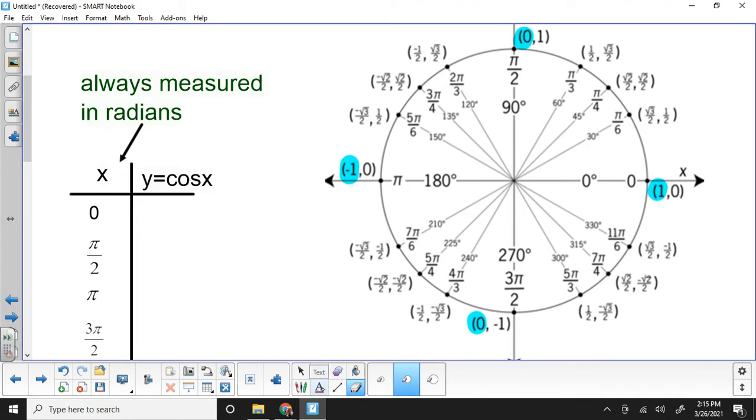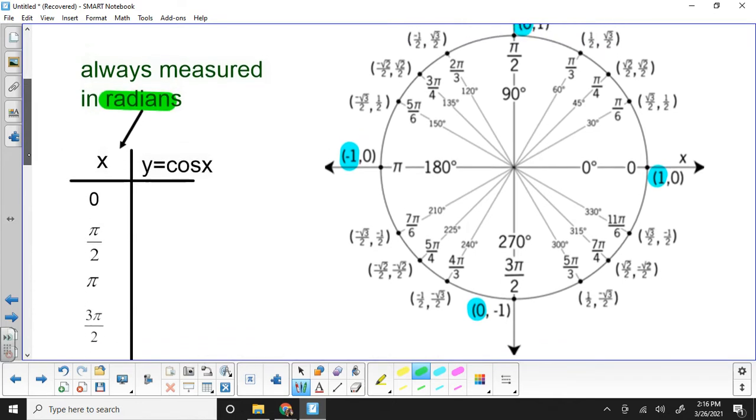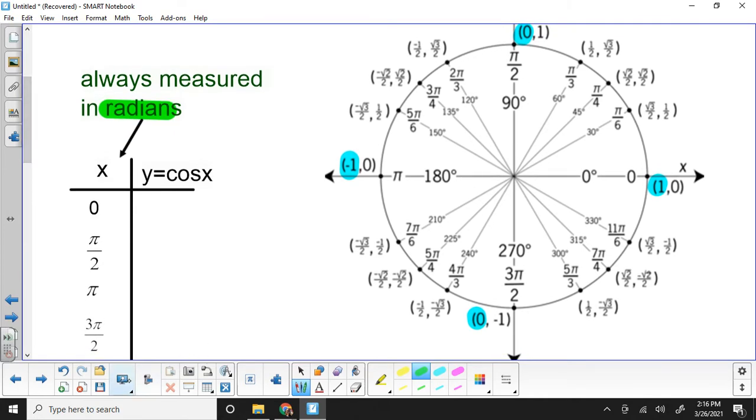Next, I'm going to also highlight the fact that when doing any trig graph, we're going to label our x-axis in terms of radian measures. This is because a radian measure represents the walker's view or the outside edge, which is a distance traveled. Let's go ahead and start by filling in our table.